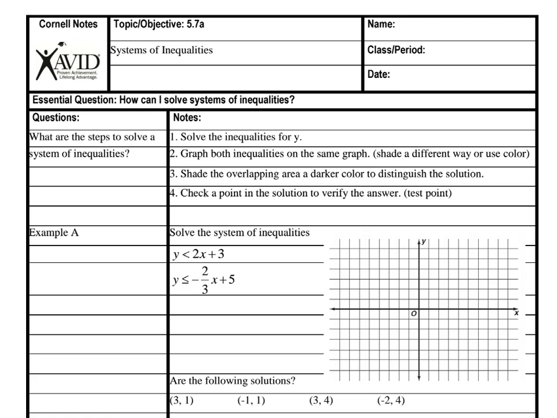So what are the steps to solve a system of inequalities? Step 1 is we solve the inequalities for y. Step 2, we graph both inequalities on the same graph, and we shade a different way or use a different color to show that. Step 3 is shade the overlapping area a darker color to distinguish the solution. Step 4, check a point in the solution to verify the answer, or a test point.